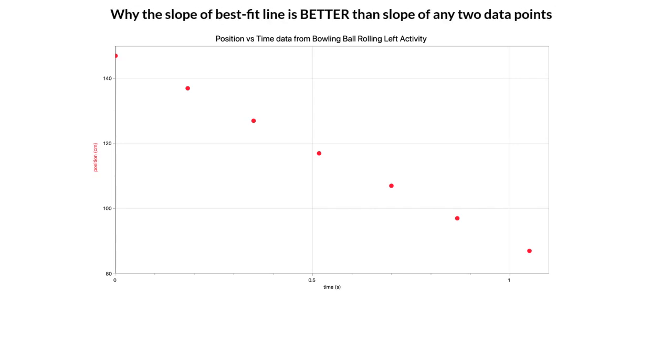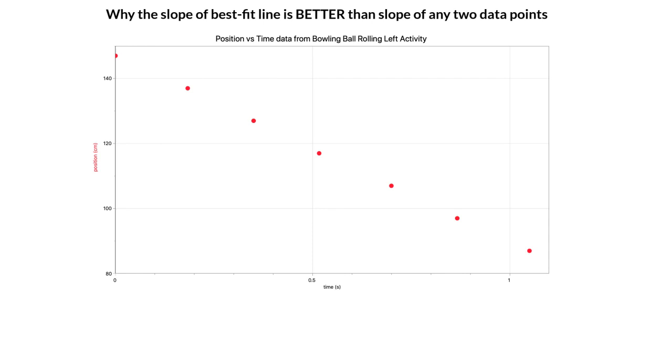All right, so I've been keeping an eye on the lab Jamboard, and I've noticed that some of you have been taking the slopes of 2 data points on your graph instead of using the slope of the best fit line of your graph. And so I thought I would make a video explaining why the slope of the best fit line is better than the slope of any 2 data points.